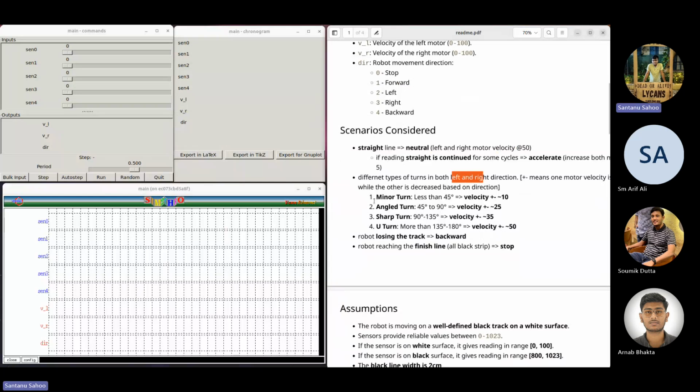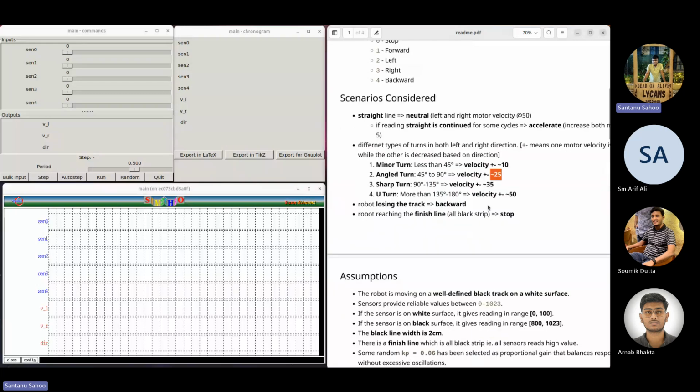For a minor turn, where the degree of rotation is less than 45 degrees, we will change the velocity a little, by 10. By changing velocity, I mean we will decrease the velocity of one motor and increase the velocity of the other motor, so the car will drift or change direction. Similarly, for a higher intensity angle turn, in the range from 45 to 90 degrees, we will change the velocity by 25. For a sharp turn, we will change the velocity by 35, and for a U-turn, we will change it by 50.